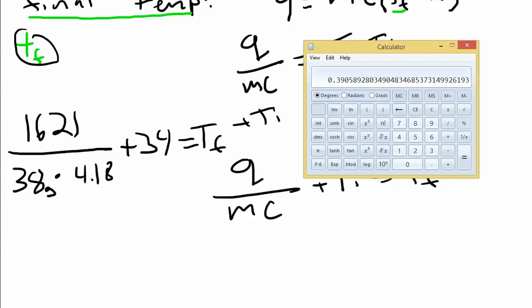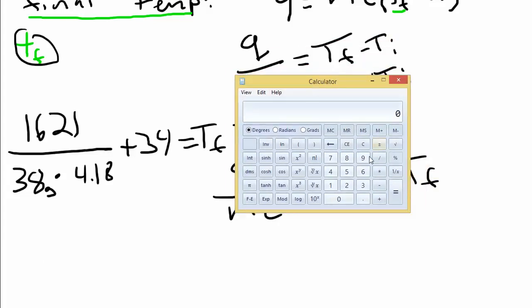So again, I need my calculator. Let me clear all this stuff out. And what are we going to do? We're going to do 1,621, and we're going to divide that by, now I've really messed things up. Let's try this again. 1,621, and we're going to divide that by 38, and then we're going to divide that by 4.18.